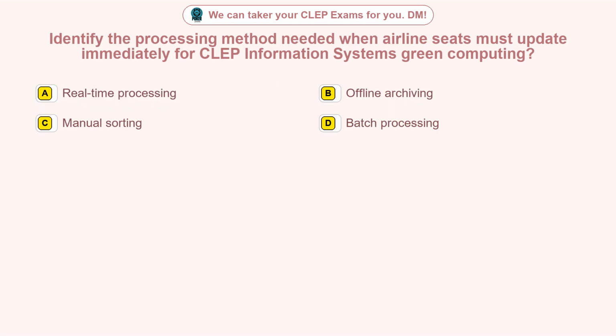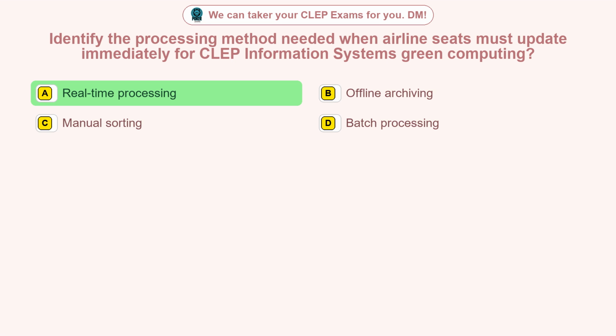Question 21. Identify the processing method needed when airline seats must update immediately for CLEP Information Systems green computing? Option A. Real-time processing. Option B. Offline archiving. Option C. Manual sorting. Option D. Batch processing. The correct answer is option A.